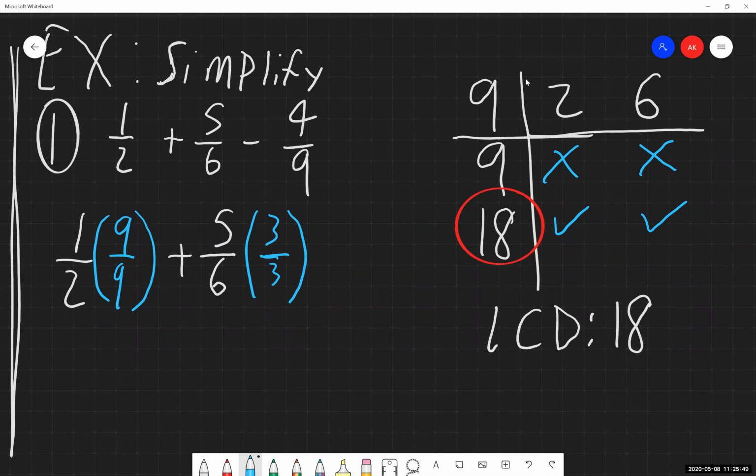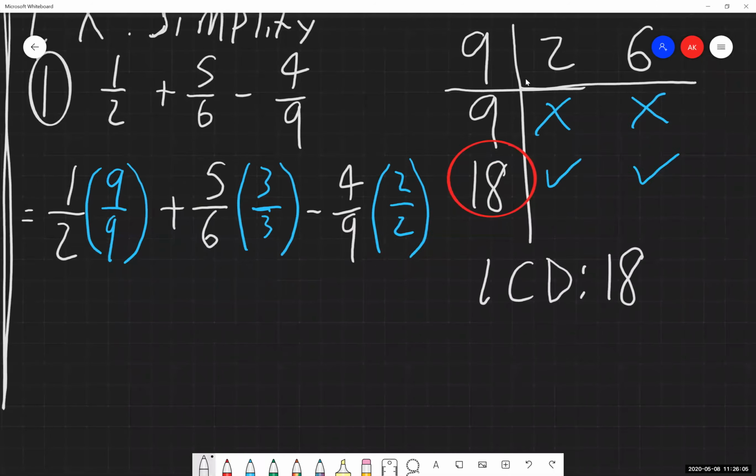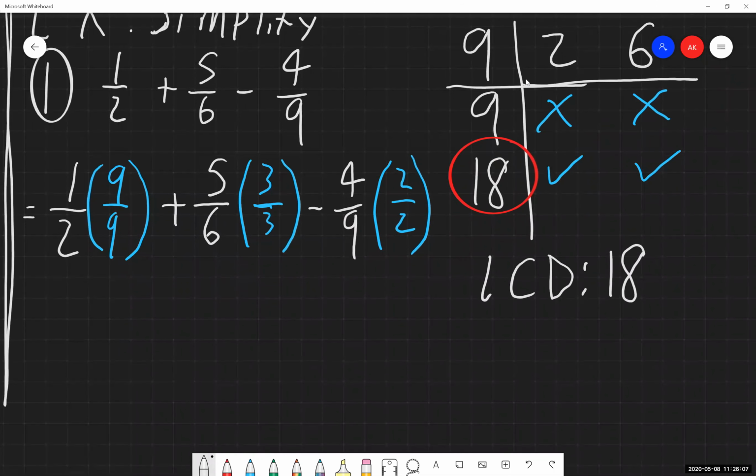Multiplying the middle fraction by 3/3. And then the last fraction by 2/2. So with all of these, I'm just writing out my process for creating an equivalent fraction. All of these are going to have a denominator of 18, so I can add or subtract them together.